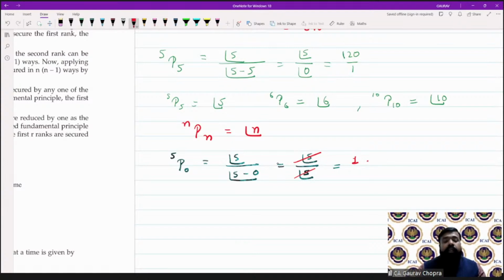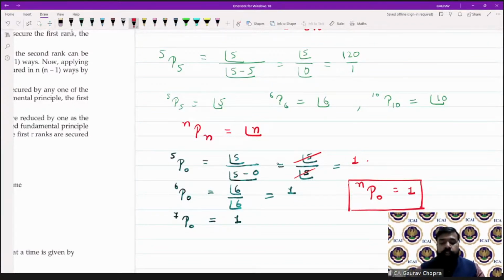So therefore, whenever P0 is there, 6P0 will also be factorial 6 upon factorial 6. So it will be 1. 7P0 is also 1. So anything P0 is equal to 1. So therefore, we can write here nP0 is equal to 1. This becomes the standard result. nP0 is 1. nPn is factorial n. So all these are the standard results now.